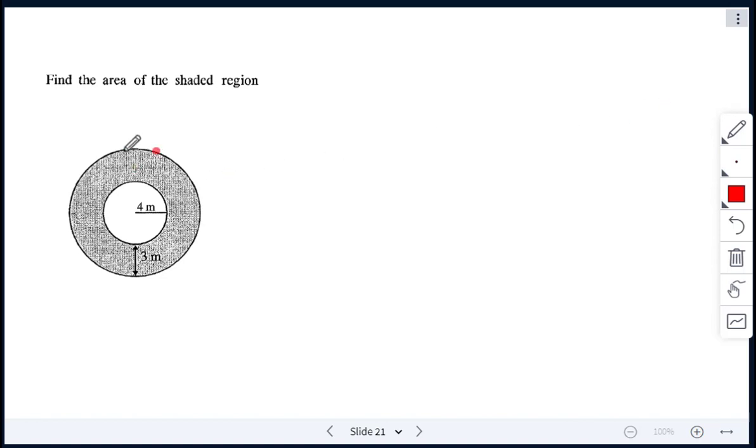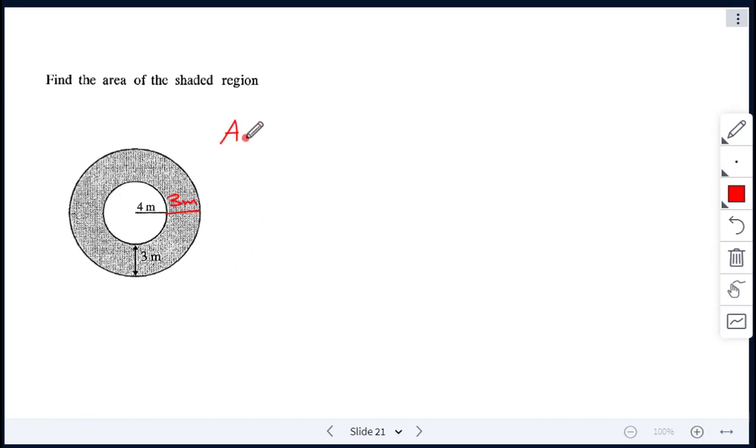Okay, so here for this example, we have two circles. We have the larger circle, and then we have the smaller circle. To figure out the area of this shaded region, we're going to figure out the area of the large circle, the whole figure, and then we'll subtract out the smaller circle. Just keep in mind that from here to here, it is 3 meters. So therefore the radius here would be a total of 7 meters.